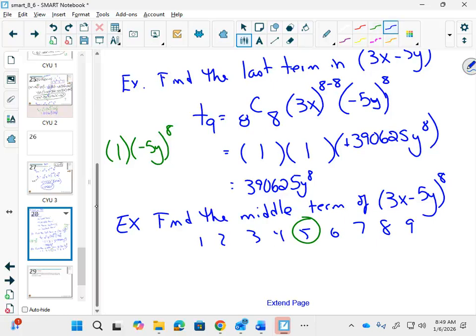Okay? Does it make sense that they can only ask you middle term questions if you have an odd number of terms? Right? Because if you only had 4, which one is in the middle? Right? If I put up 5, you can see which one is in the middle. I can't show you because it's appropriate for class.